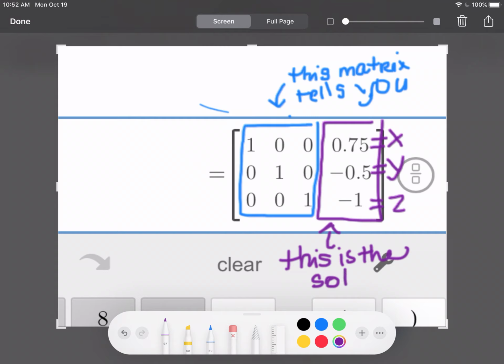Now, the big deal here is if you don't have that 100010001, you have a different problem. Either all three lines are the same lines, on top of each other, and you have infinitely many solutions, or you have lines that never cross, and then you have no solution.